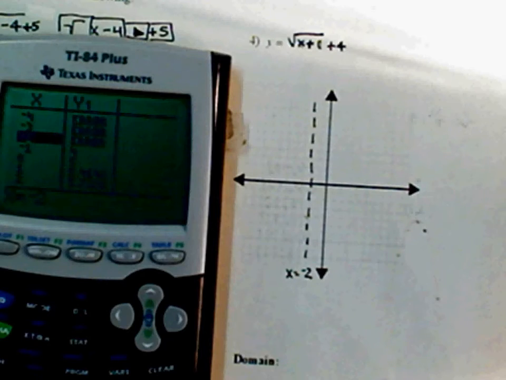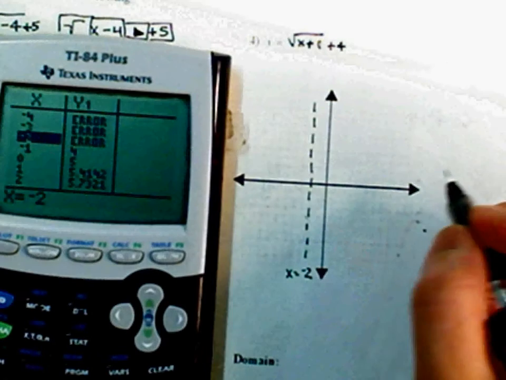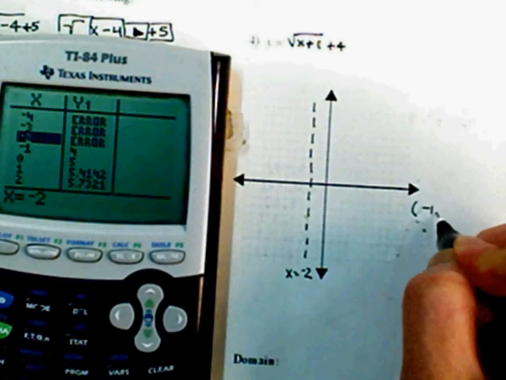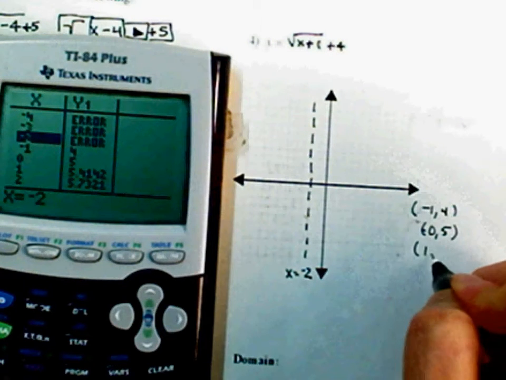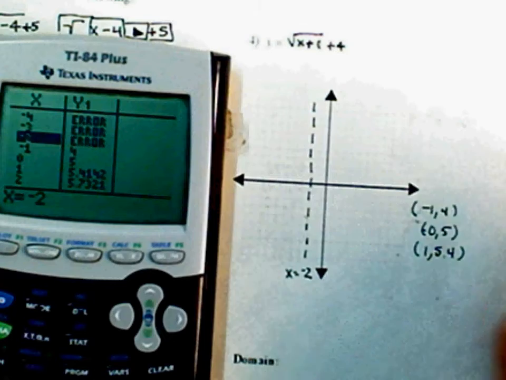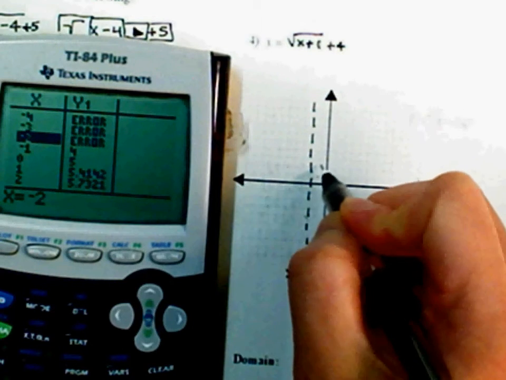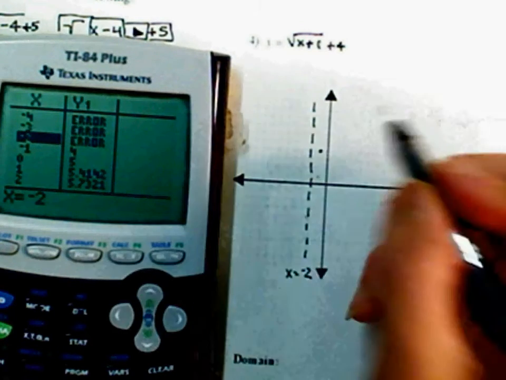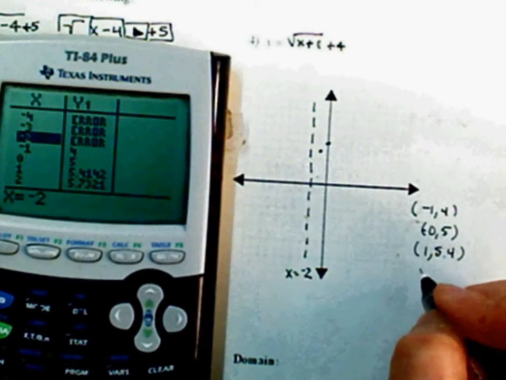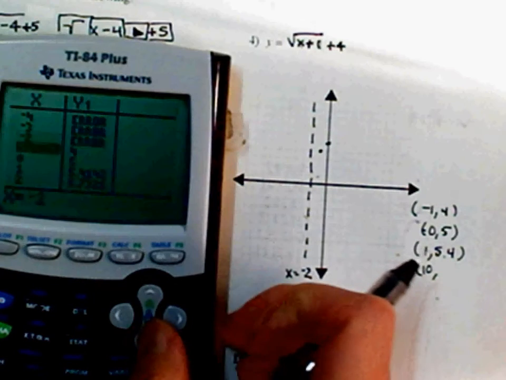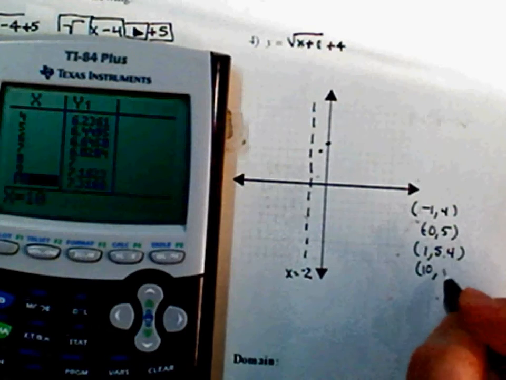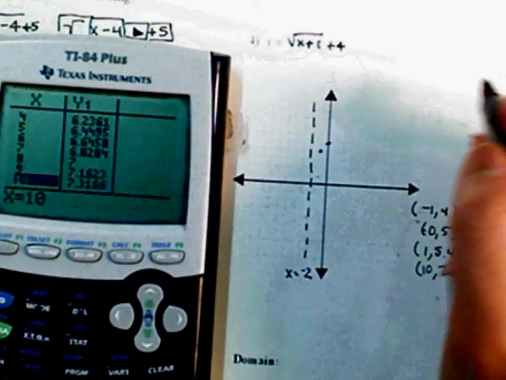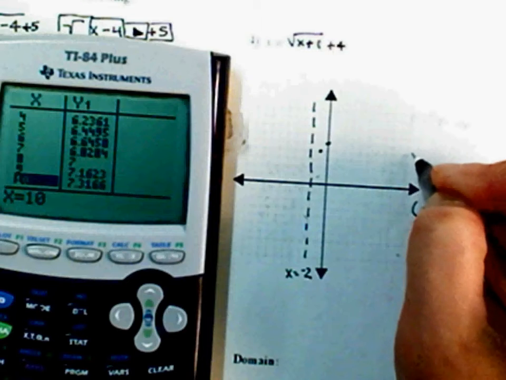What are my points? I'm going to put negative 1 and 4, 0 and 5, 1 and 5.4. So negative 1 and 4. 1, 2, 3, 4. 0 and 5. And let's go to 10. What is your 10? Far right. 10 is at 7.3. Okay. 1, 2, 3, 4, 5, 6, 7.3. So there you have your points.